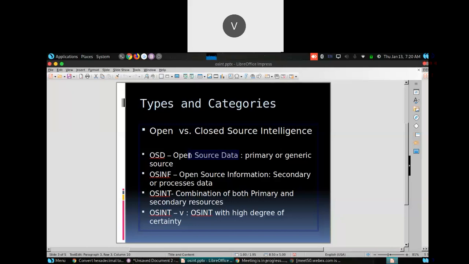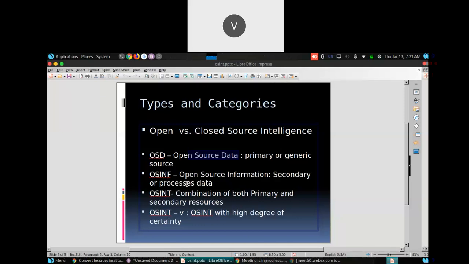When this data is somewhat filtered and processed, and we get some filtered information from the raw data of the primary source, that is known as open source information. It is secondary because we have filtered the primary data before it came to us. Then the third thing is open source intelligence, the combination of both primary and secondary resources. We use both because sometimes we do not get the required things from the secondary or filtered data, then we move to the raw data and try to analyze that.